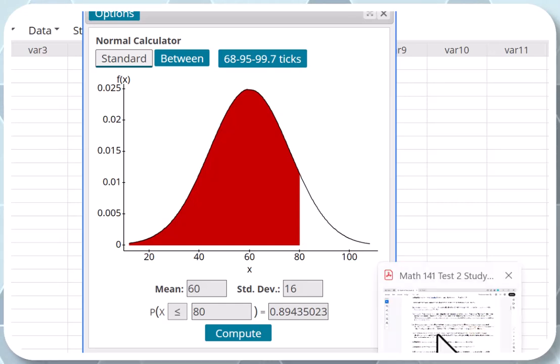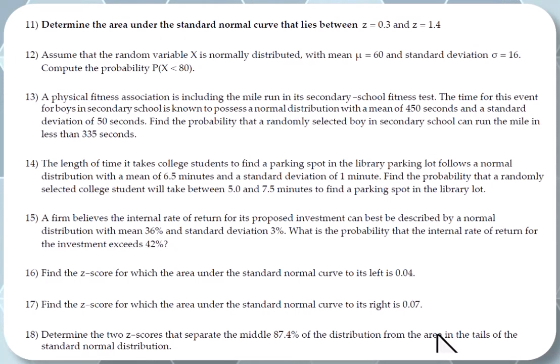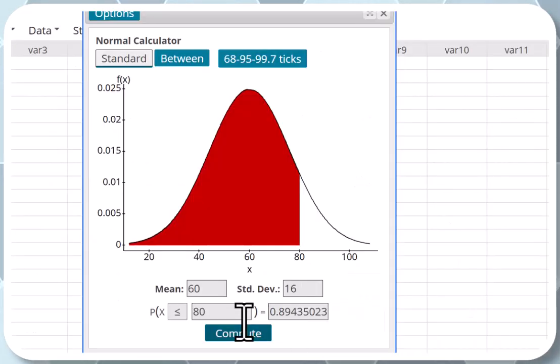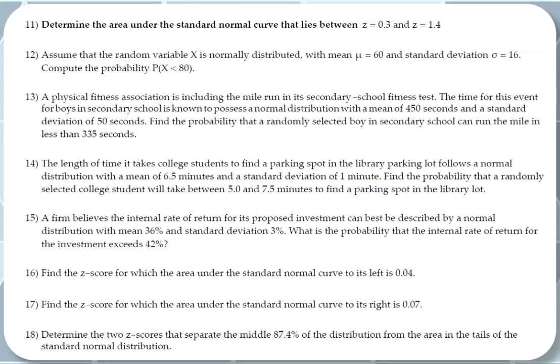So again, number 12, assume the variable x is normally distributed with a mean of 60 and a standard deviation of 16. Compute the probability of x less than 80. If I go to StatCrunch, change the mean to 60, standard deviation 16, put probability of x less than 80, hit compute. You get the answer, which is 0.8944.